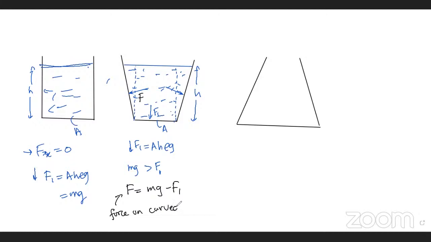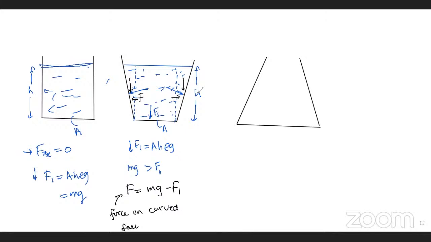Curved faces. Face of the container. So that's the process, this downward component and the other horizontal components are cancelled out. Right?